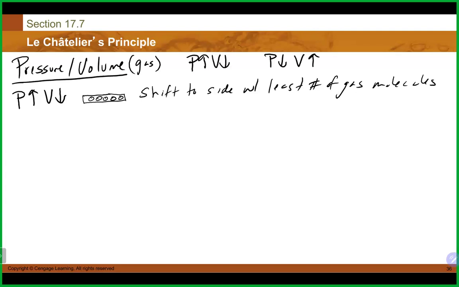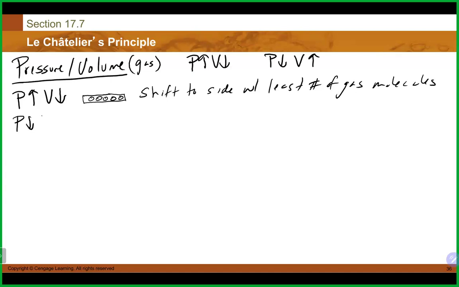Now, that's really dependent on the equation you're looking at as to whether that's the left-hand side or the right-hand side. What you essentially need to do is count up everybody that has gases, the little G symbol, on the left and the right, and the coefficients, and figure out which side has more gas molecules and which side has less gas molecules.